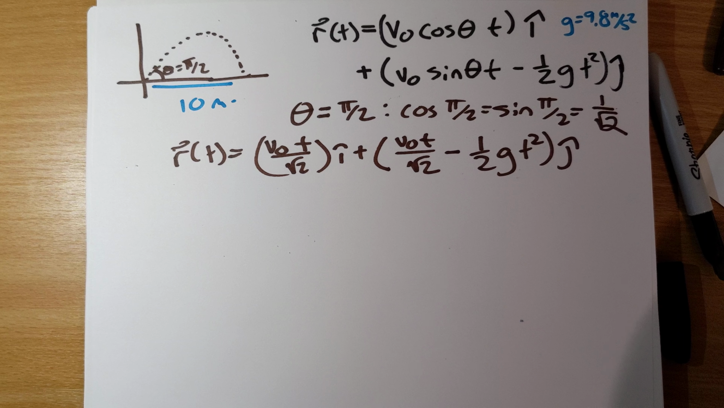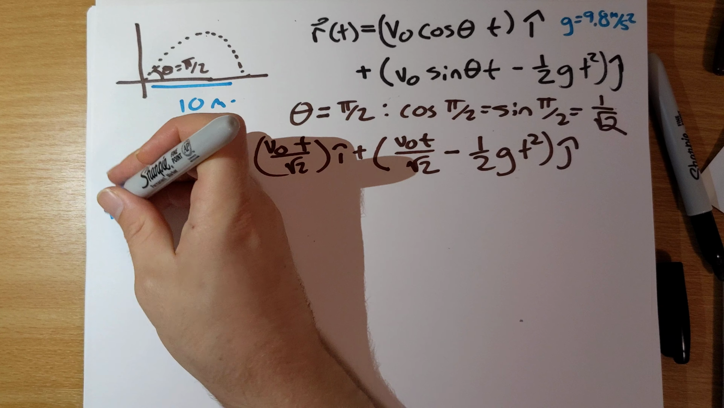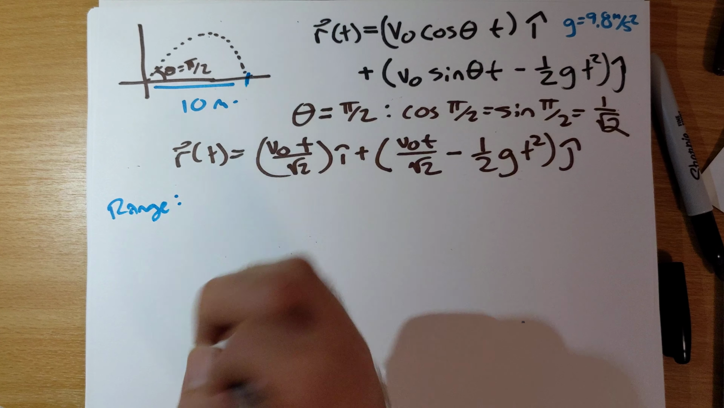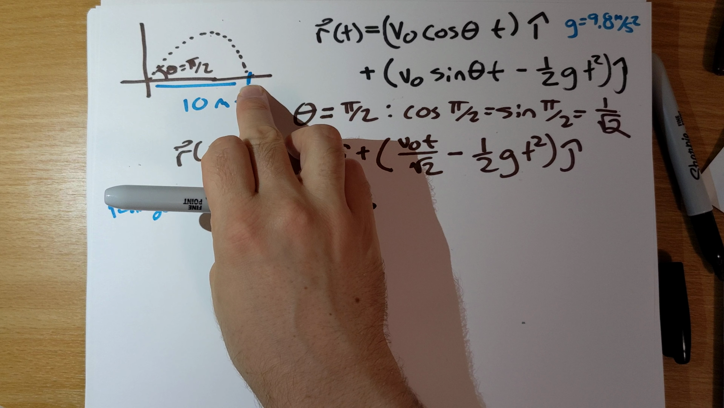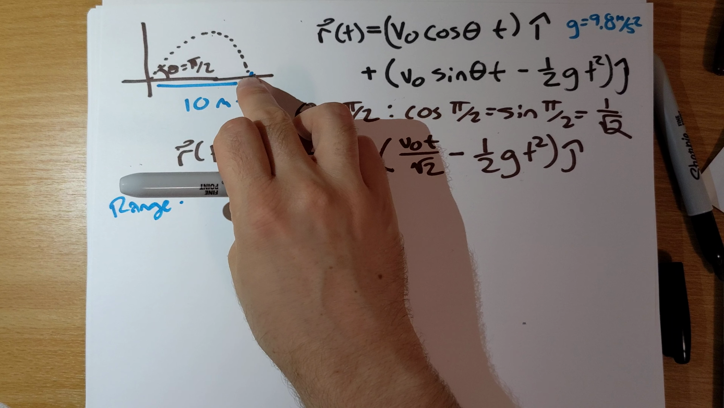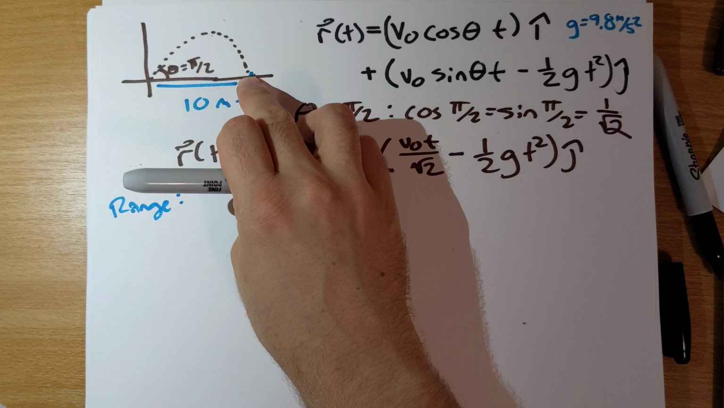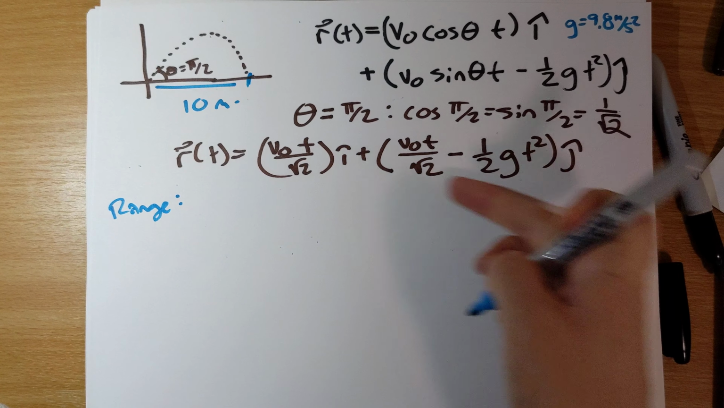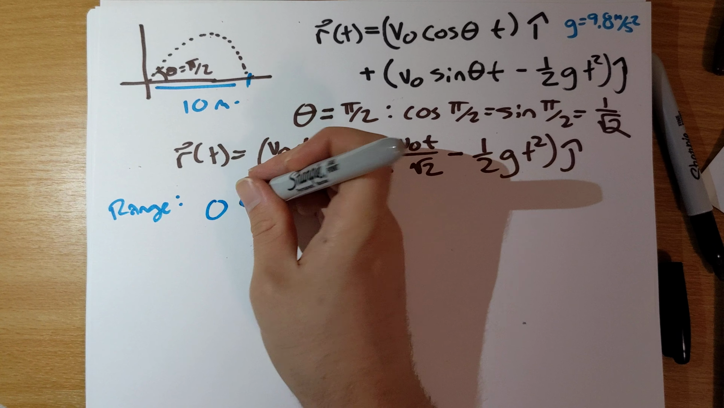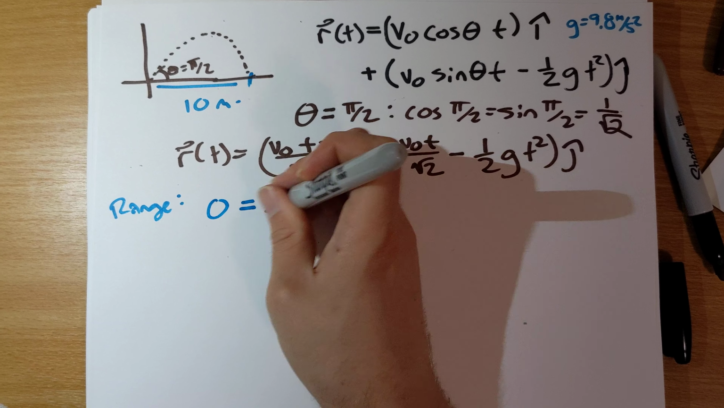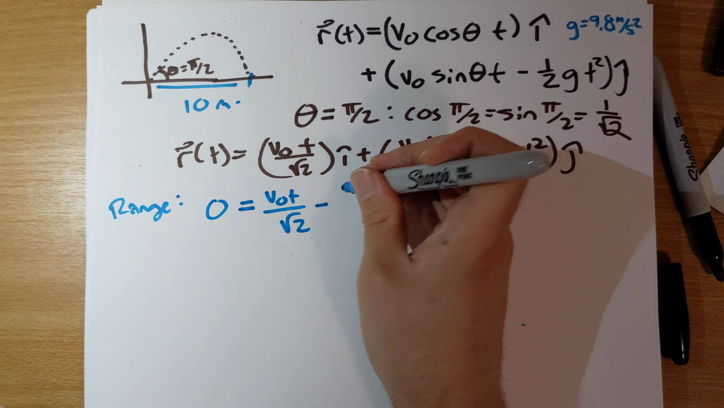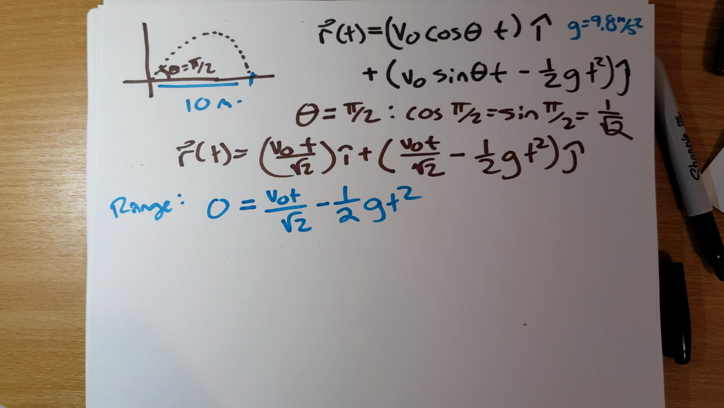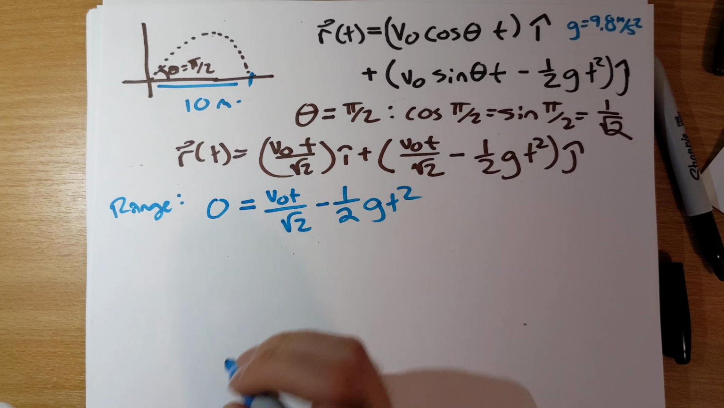So the thing to think about for the range is what happens when the golf ball lands. This is when the j hat component is equal to 0. So we want to set 0 equal to v naught t over square root 2 minus 1/2 gt squared. We want to set this equal to 0.